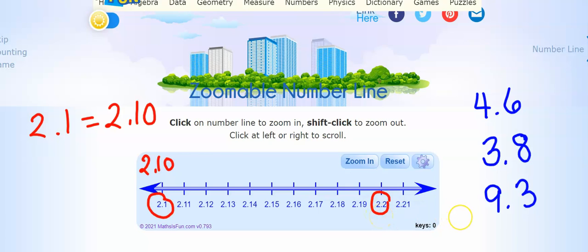Oh, well that says 2 and 2/10. So is it true that 2 and 2/10 is equivalent to 2 and 20 hundredths? Yes, because 2 and 2/10 has 2 wholes and 2/10, and 2 and 20 hundredths has 2 wholes, 2/10, and 0 hundredths.